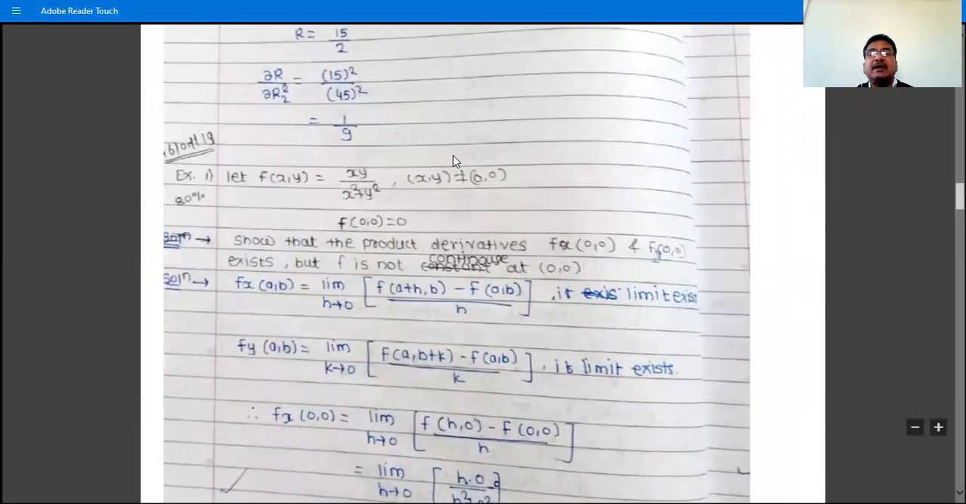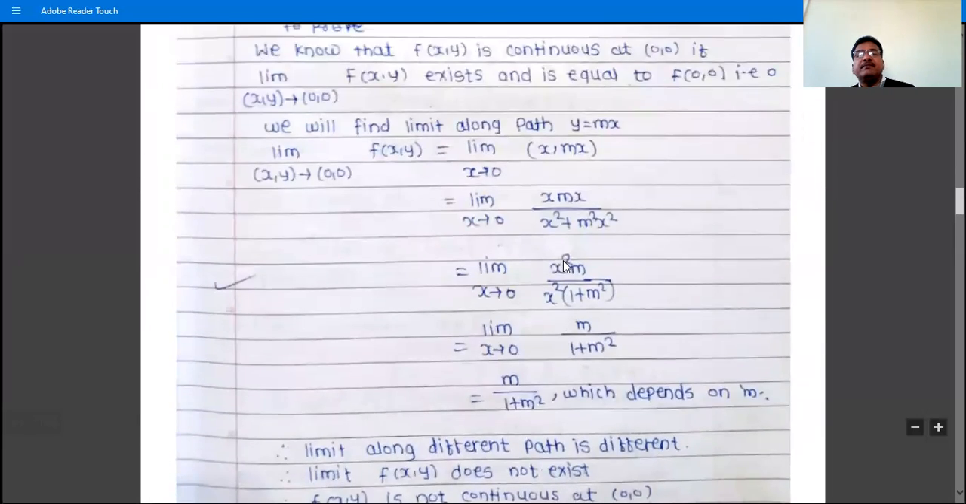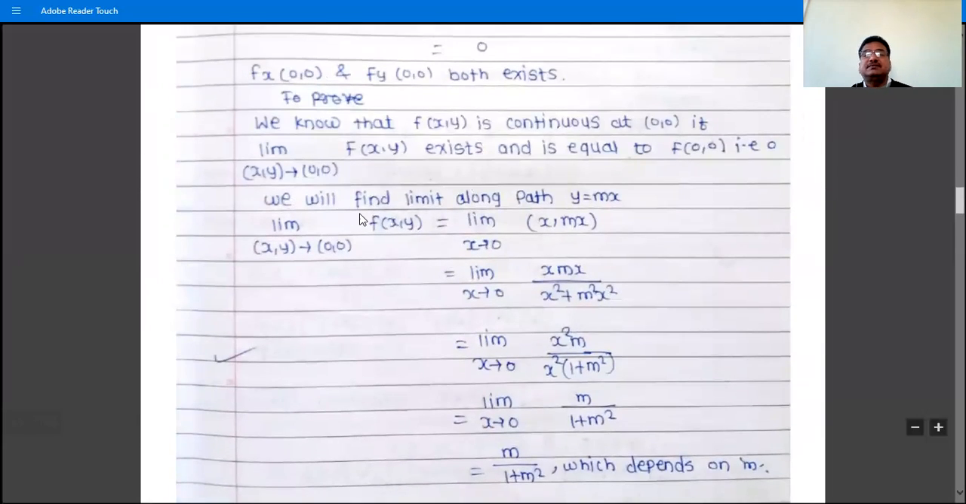function f of x, y is not continuous at 0, 0. So when the function is not continuous at 0, 0, either the limit does not exist. Okay, so we know that f of x, y is continuous at 0, 0 if the limit as x, y tends to 0, 0 of f of x, y exists and is equal to f of 0, 0, that is 0. That is, if this limit exists and is equal to f of 0, 0, then the function is continuous. But if this limit does not exist, then the function is not continuous at 0, 0.